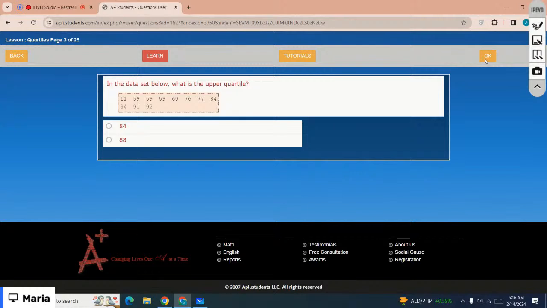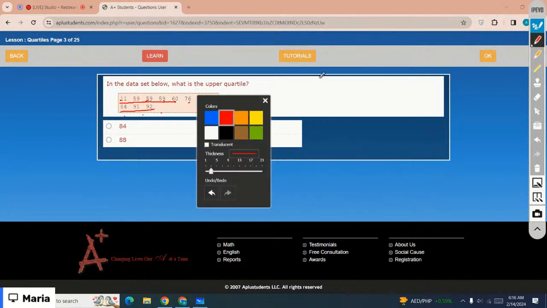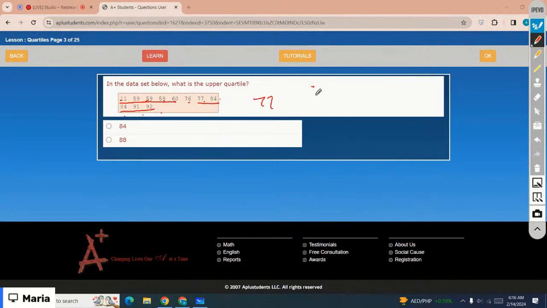In the data set below, what is the upper quartile? Let's divide the data into 1, 2, 3, 4, 5, 6, 7, 8, 9, 10, 11. So 1, 2, 3, 4, 5, and 1, 2, 3, 4, 5. You have to find the upper quartile. This is the upper half: 77, 84, 84, 91, and 92. So which is the correct option? The upper quartile is 84. Got it? The correct option is 84.